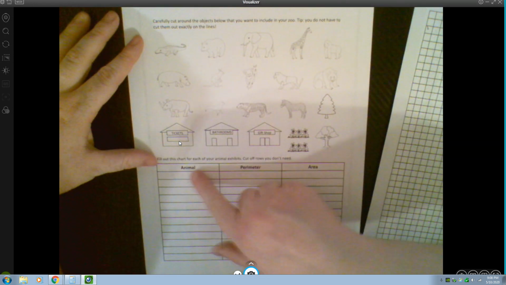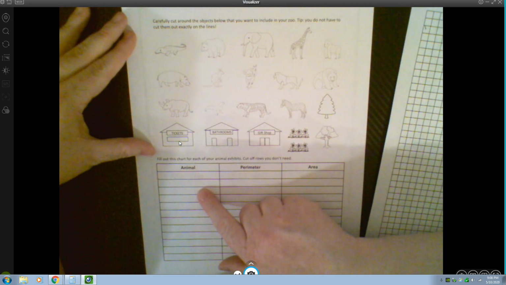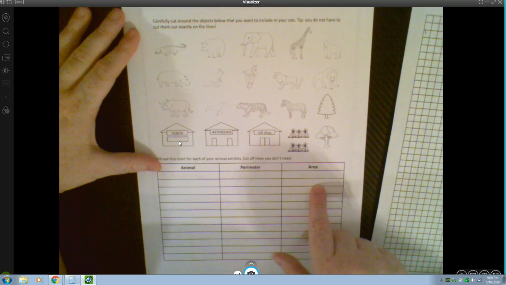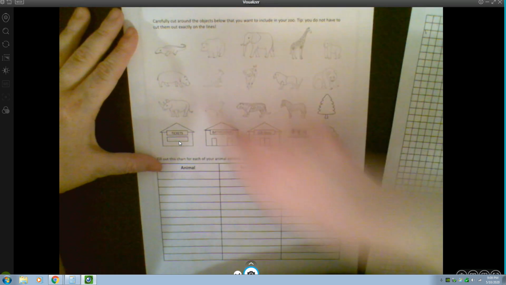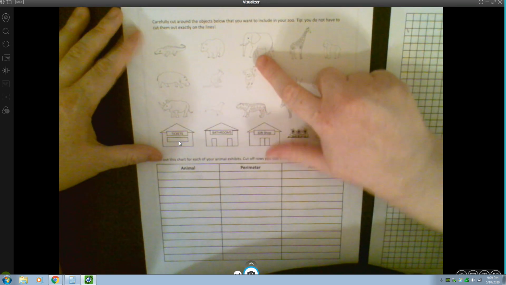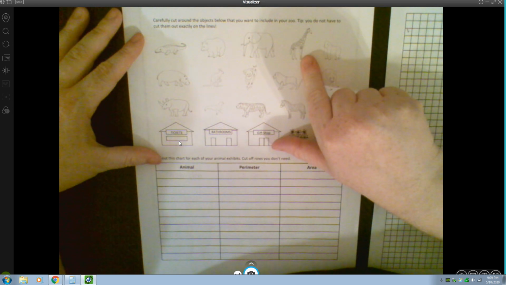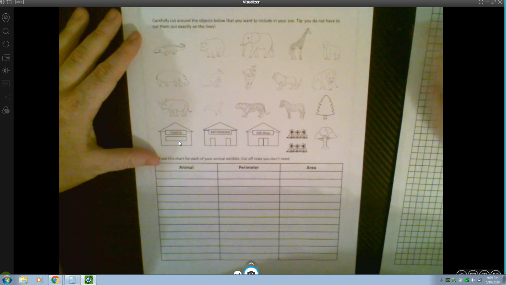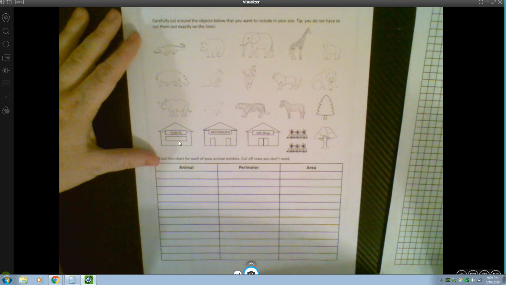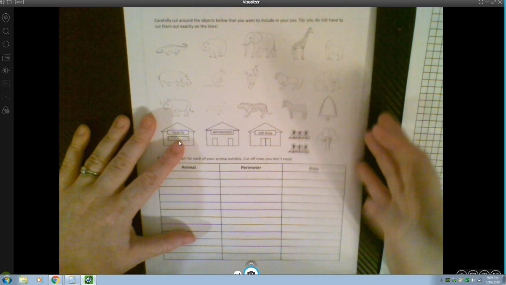This is a page where you will write each animal that you're putting in your exhibit, and then you're going to write the perimeter and area that you have for that exhibit. And then you'll cut these out. So if you have a giraffe or an elephant exhibit, you can cut this out and tape it or glue it onto the exhibit that you draw on the graph paper. I'll show you what that looks like in a little while.